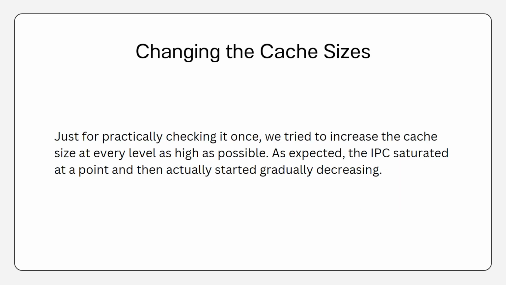So, from the last slide, we concluded that it might be possible that if we increase the size of the LLC, then IPC will go on increasing. But we actually wanted to practically check it once, so we tried to increase the cache size at every level as high as possible. But at a certain point, it got saturated, and then it was not actually gradually decreasing but slowly, like for the third or fourth decimal places it was showing minor decrease.